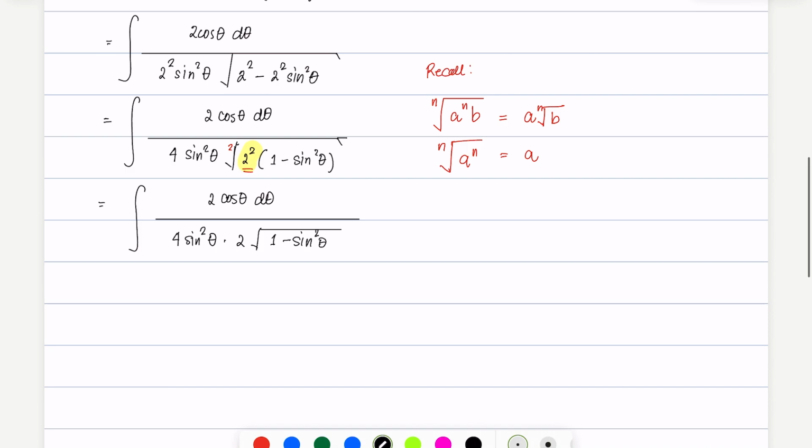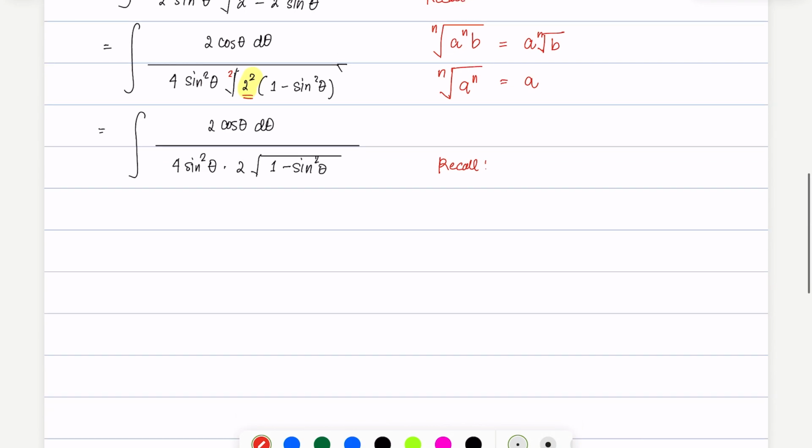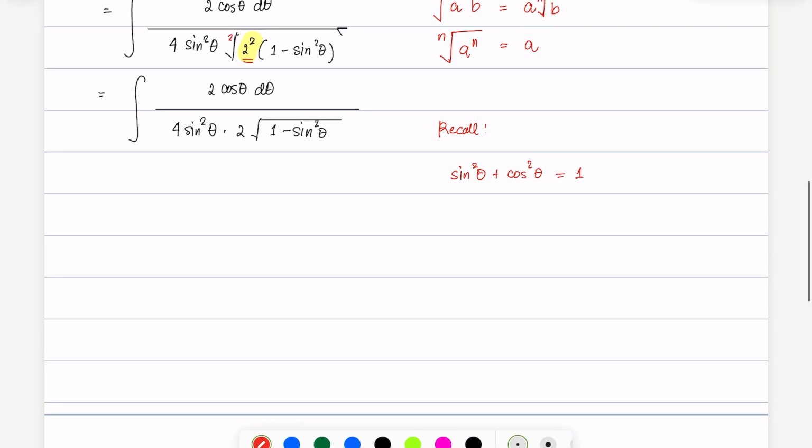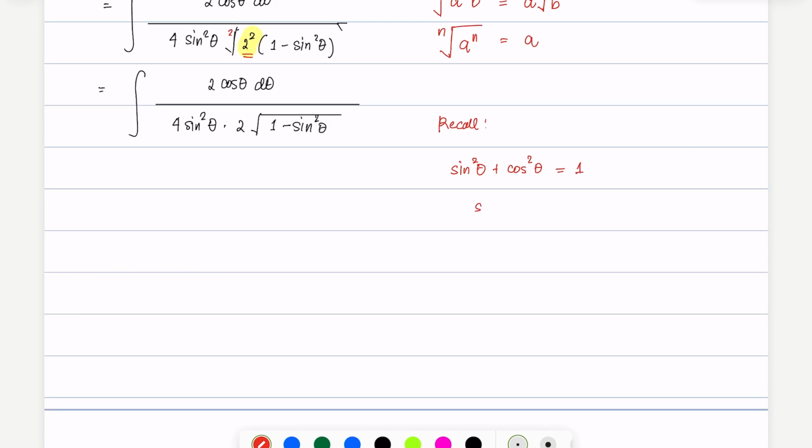All right. Now, another thing you have to recall from your trigonometric class is the identity sine squared theta plus cosine squared theta equals 1, probably the most famous of the identities. So that means that sine squared theta is simply 1 minus cosine squared theta, right?